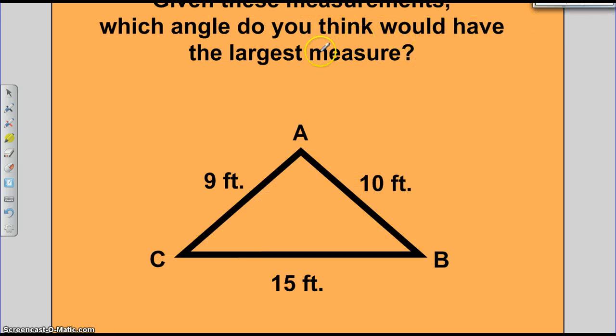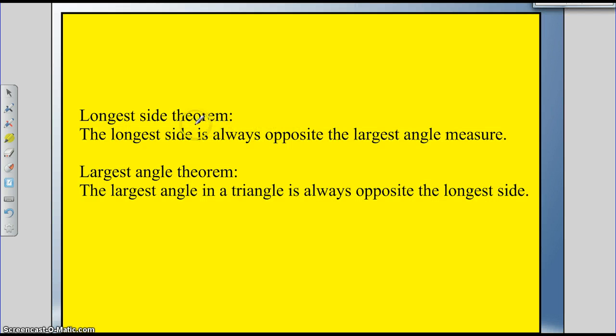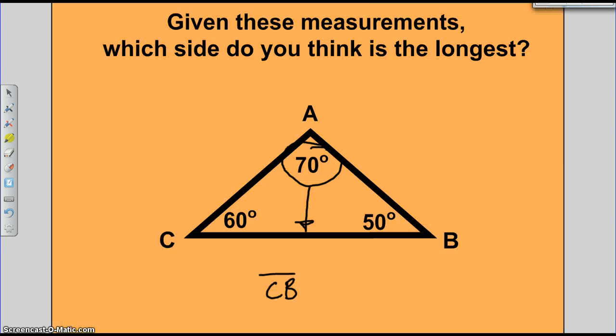Which angle do you think would have the largest measure? Well, 9, 10, and 15. 15 is my biggest number, my biggest side length, so A is probably my biggest angle measure. If this is my biggest angle measure, then this side length is my biggest side length. This is the theorem. The longest side is always opposite the largest angle measure. The largest angle in a triangle is always opposite the longest side. That's what we just proved in these two slides.